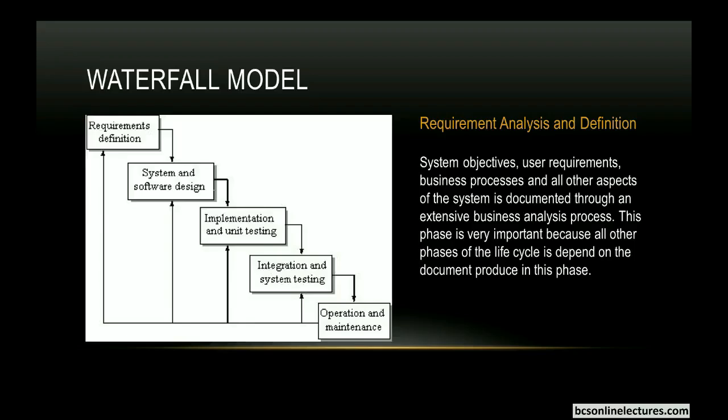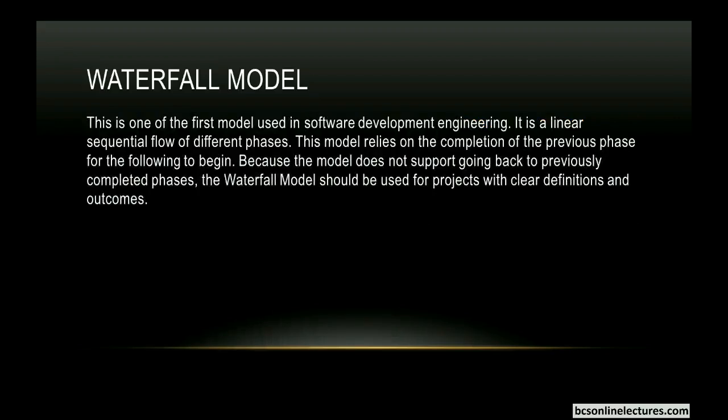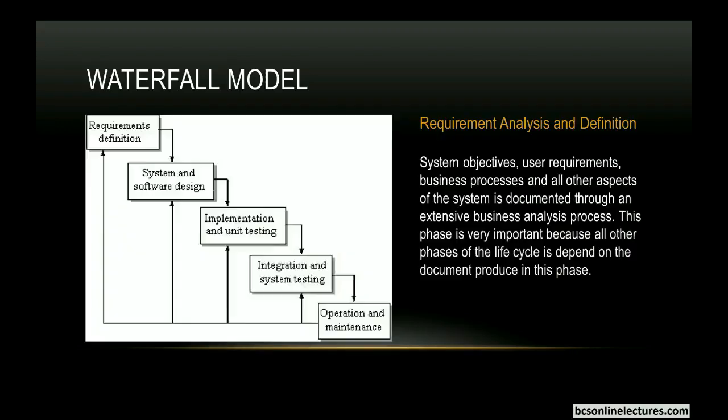Now let's see this diagram. The waterfall model is a linear process, right? A linear sequential flow of different phases. Now it's going like a waterfall, step by step, from top to down, right? Because this is the more engineering approach, okay? Compared to the other development models, this is more of an engineering process, because these phases require clear definitions of the requirements, right?